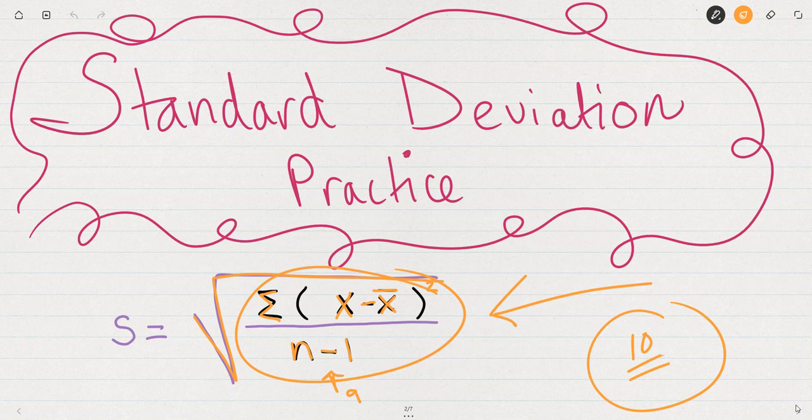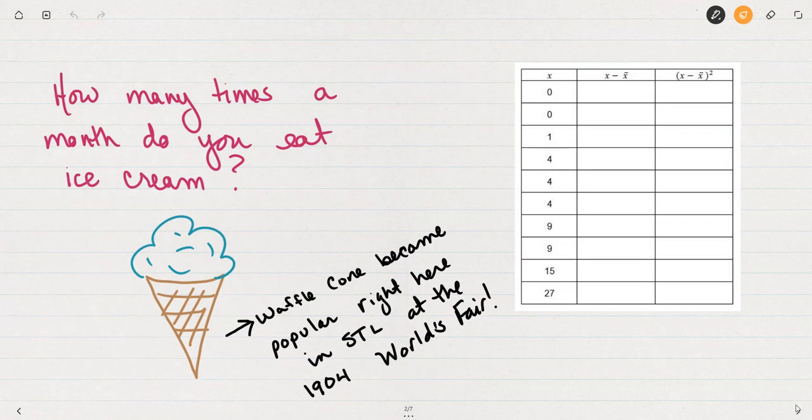So let's get started. I have taken the question, how many times a month do you eat ice cream? By the way, did you know that the waffle cone became popular right here in St. Louis in 1904 at the World's Fair? So this is an excellent question for us to be working on at the St. Louis Community College.